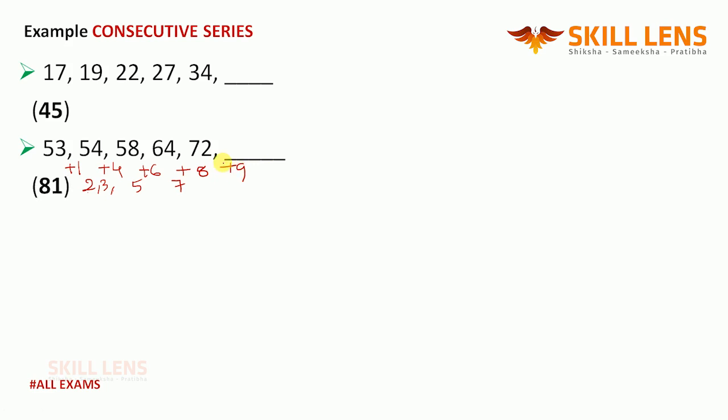Then 72 plus 9 will give you what? 81 as your answer. You know, these types of series will definitely come into your examination, so please concentrate. 2, 3, 7, 16, 32.